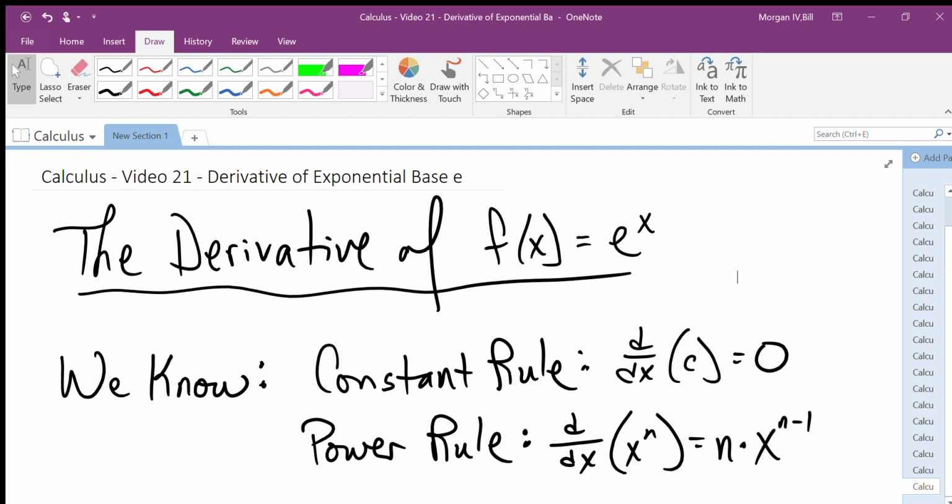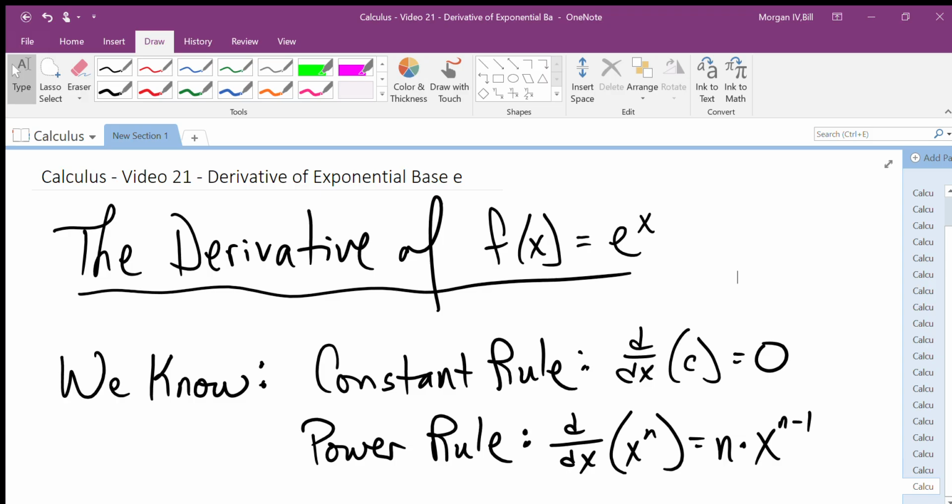Calculus, video 21, the derivative of an exponential base e, or the derivative of the function e to the x. So a couple of rules just to remind ourselves that we already know. We have so far the constant rule. The derivative of a constant is equal to 0.